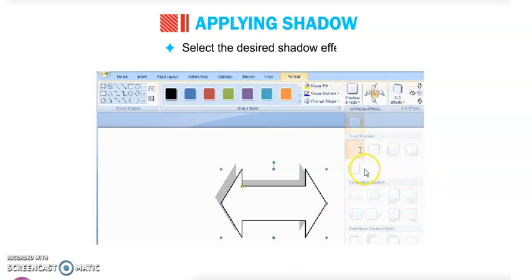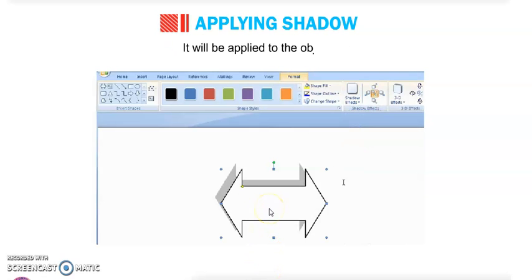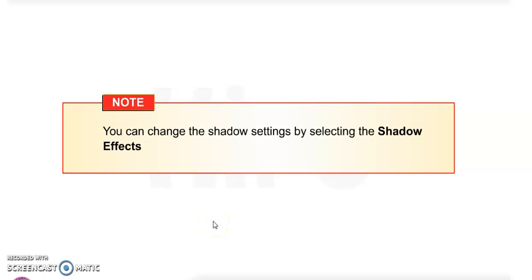If you want to give the shadow on the upper side, the lower side, and the left or right corner, we can give different styles of shadows on the object. Select the desired shadow effect and you can see the preview. It will be applied on the object. Now there is one note for you. You can change the shadow setting by selecting the shadow effect from the Shadow Effect drop down menu. Similarly, you can apply 3D effects to an object by clicking the 3D Effect button on the Format tab.